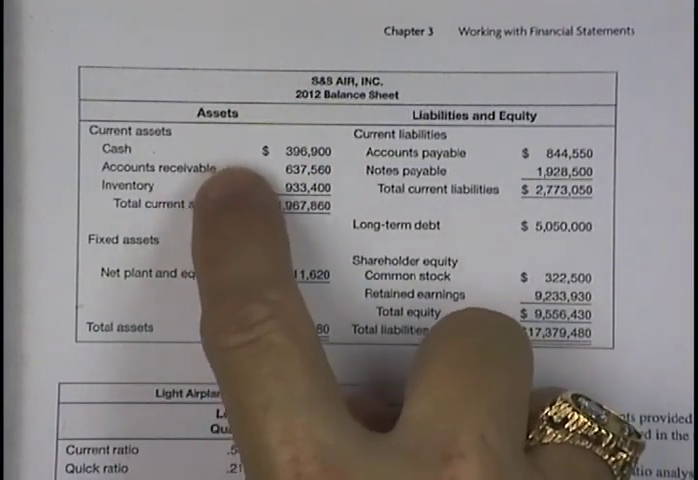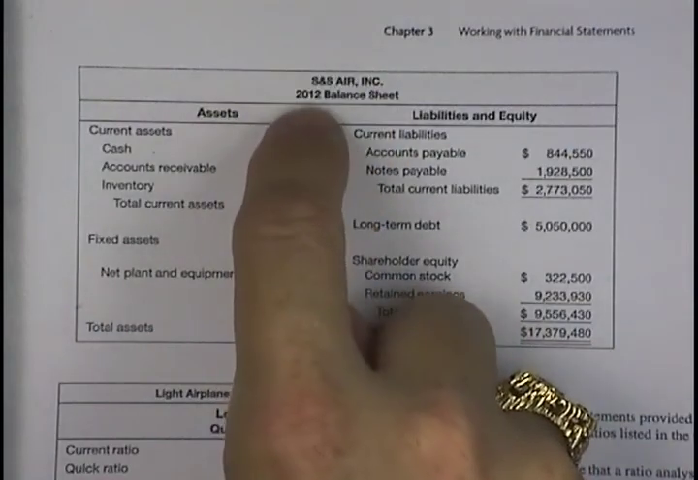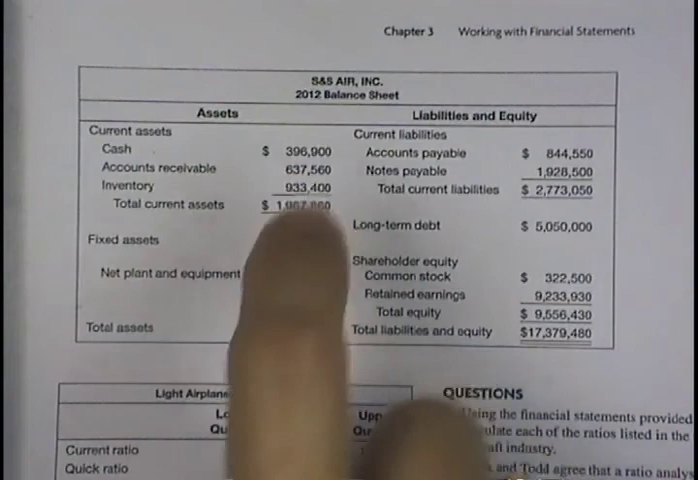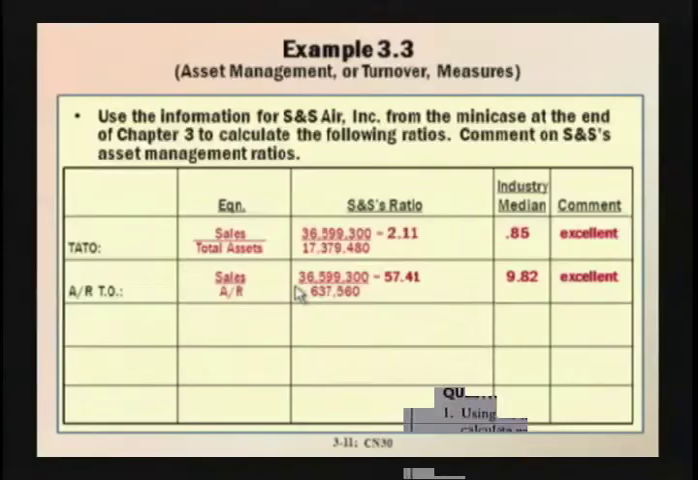Now remember, that's the accounts receivable only as of this particular balance sheet date in 2012. We don't know which part of the year that is. We only have one accounts receivable number to work with.